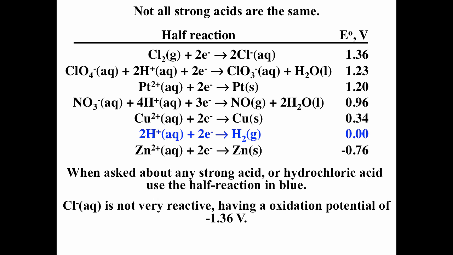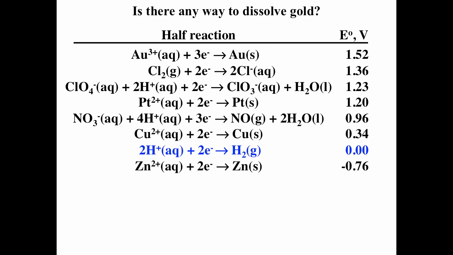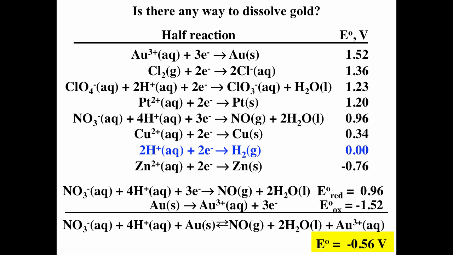When you're asked about hydrochloric acid or any strong acid, you use the half reaction in blue. And again, chloride ion is not very reactive, and so we just ignore it. An interesting question we could ask is, is there any way of dissolving gold? Not even perchloric acid could dissolve gold, because it's got a negative potential. Nitric acid also, if you try to react nitric acid with gold, it's going to have a negative potential. It's not going to be very successful.